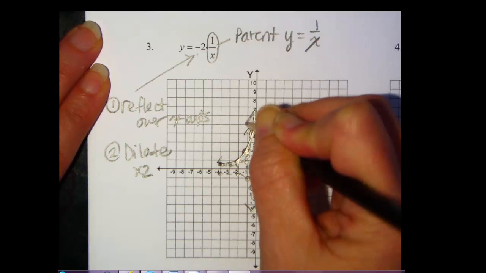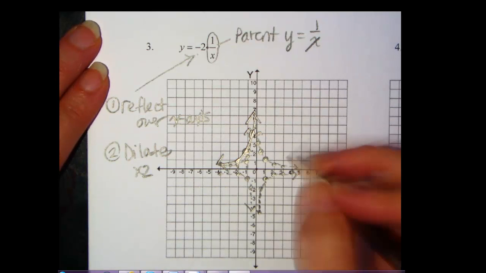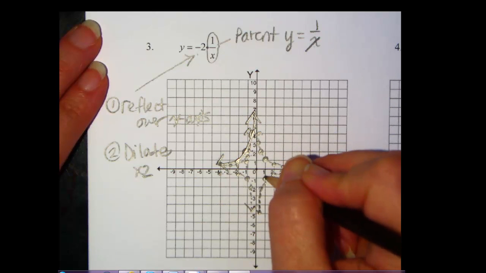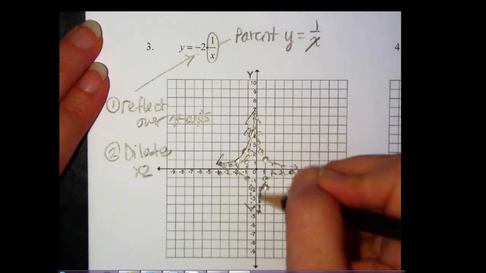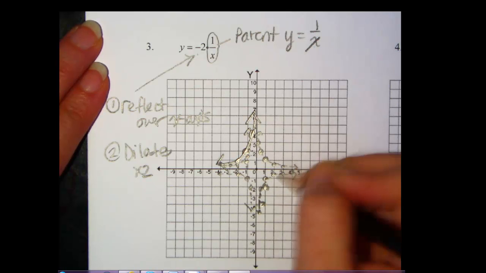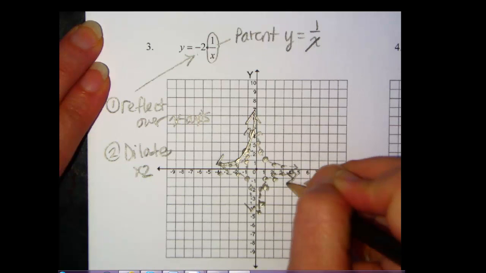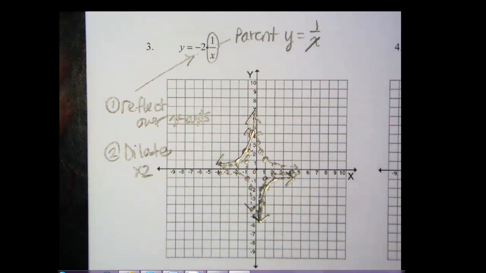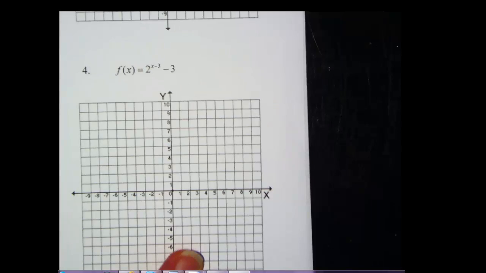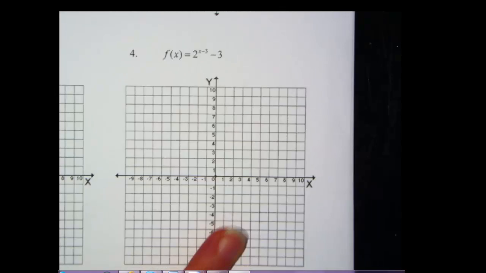So there's that side of my hyperbola, and we do the same thing here. 1 times 2 is 2. 2 times 2 is 4. 1/2 times 2 is 1. And there's your final child. And they get a little messy, and again, that's why we'll suggest some colored pencils as we go along. Okay, the last notes graph, number 4, for this part of the video.